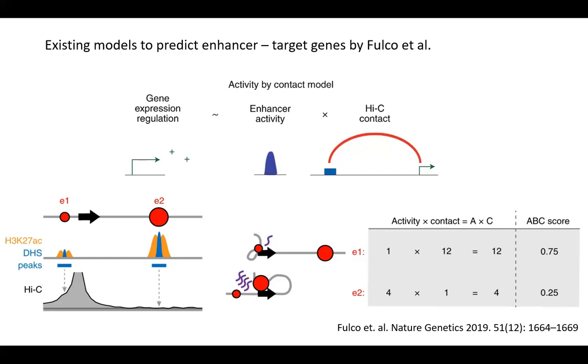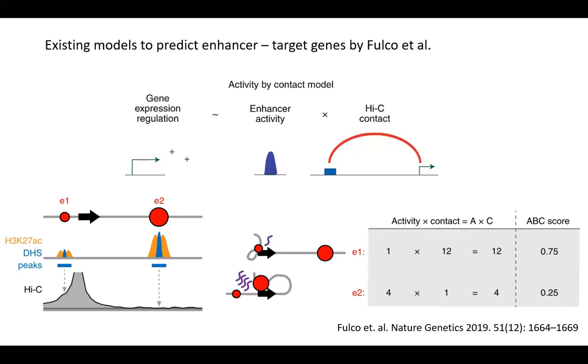that the Hi-C, which is shown here, shows that E1 contacts the gene more frequently than E2. So although the enhancer is weaker, the contact is stronger in this case, so you multiply that and get a readout of 12. For E2, the enhancer itself is stronger, but the contact is weaker, so you get a 4.